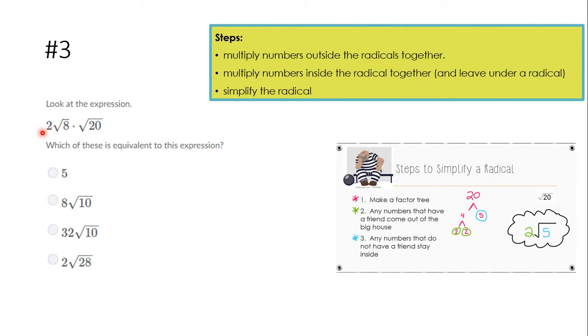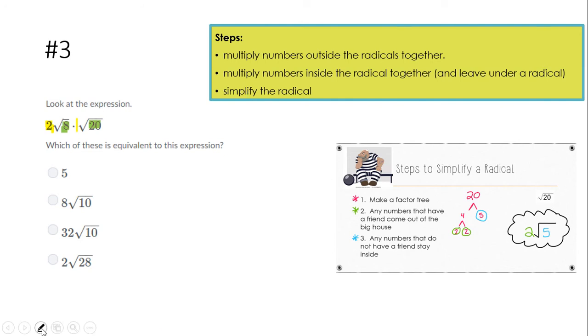So number 3, it says to look at the expression 2 square root of 8 times the square root of 20. And we want to know which of these is equivalent to the expression. So the steps here. The first step is to multiply the numbers outside the radicals together. So like the 2 is outside. And then here I would really just have a 1 out front. So I'd multiply those two parts together. Okay, and then I would have to multiply the numbers that are inside, okay, so the same idea, but the ones that are inside the square root together. And then we're going to simplify that radical.